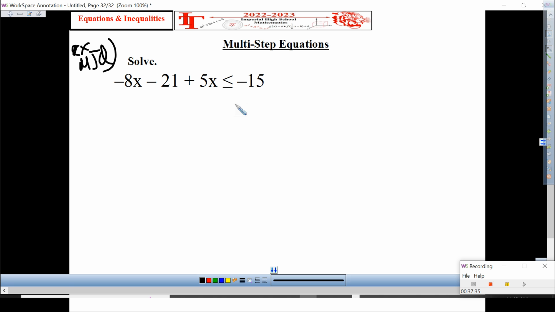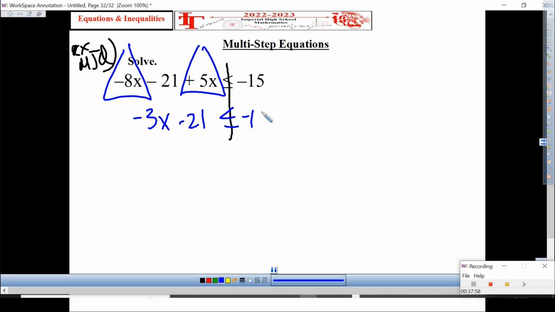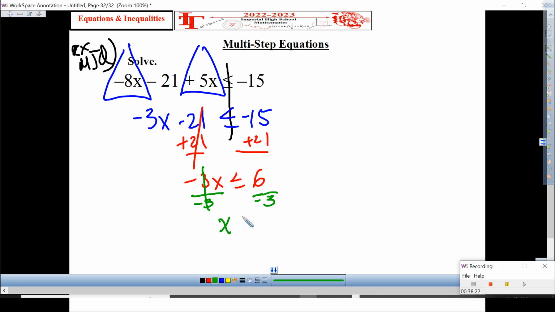And if you notice, it's exactly the same as the previous one, right? Why did I do that? Because the process is the same. So what do we do? Combine. That leaves us with negative 3x minus 21 less than or equal to negative 15. Then what do we do? Add 21, negative 3x less than or equal to 6. This is where I wanted to get to. Look up to the screen. What do I do next? Divide by negative 3, divide by negative 3. However, look up. X greater than or equal to negative 2.